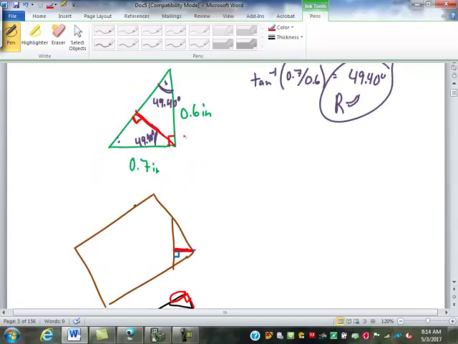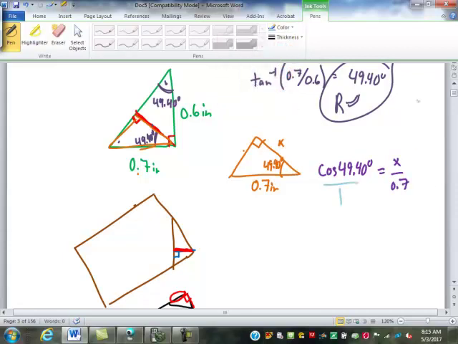So I'm going to come back up here. That red line I drew in, I need to find the length of it. Well, I have this angle here, the 49.40 degrees, and I have this side. So if I just look at that triangle there, this is 49.40 degrees, and this is 0.7 inches. I'm looking for this side here. I have the adjacent and the hypotenuse now. That's going to be a cosine. So cosine of 49.40 is x over 0.7.